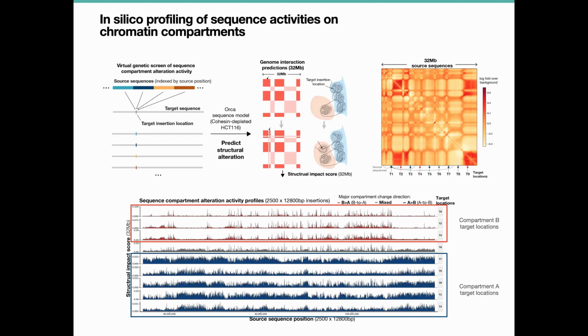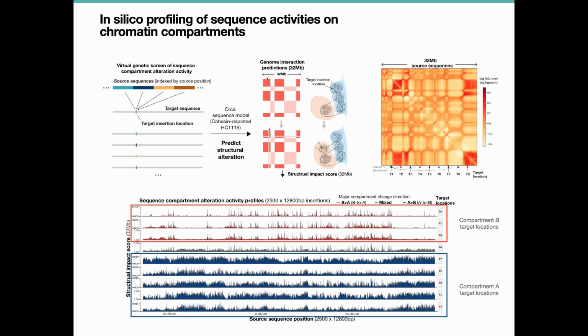It turned out that the red target locations are from the B compartment and are sensitive to B to A transition, while the blue target locations are from the A compartment and are sensitive to A to B transition. The first observation is that most of the sequences that have B to A transition activities are from the A compartment, and A to B transition activities are widespread, but are more enriched in the B compartment.